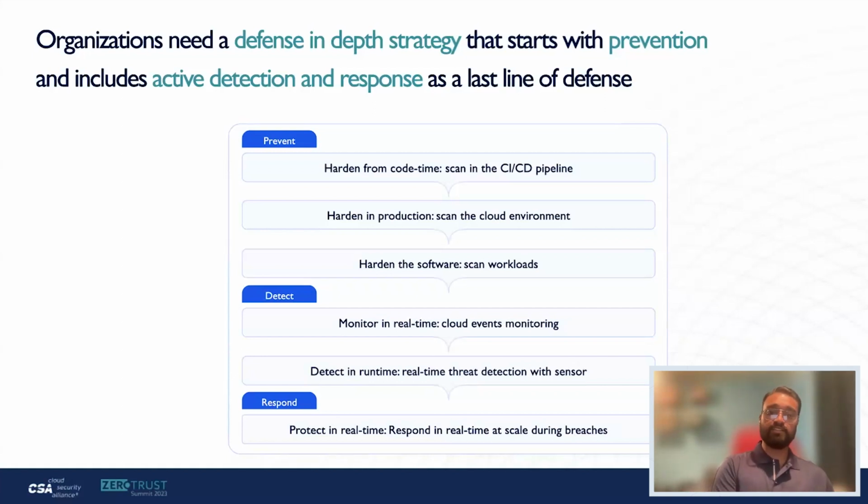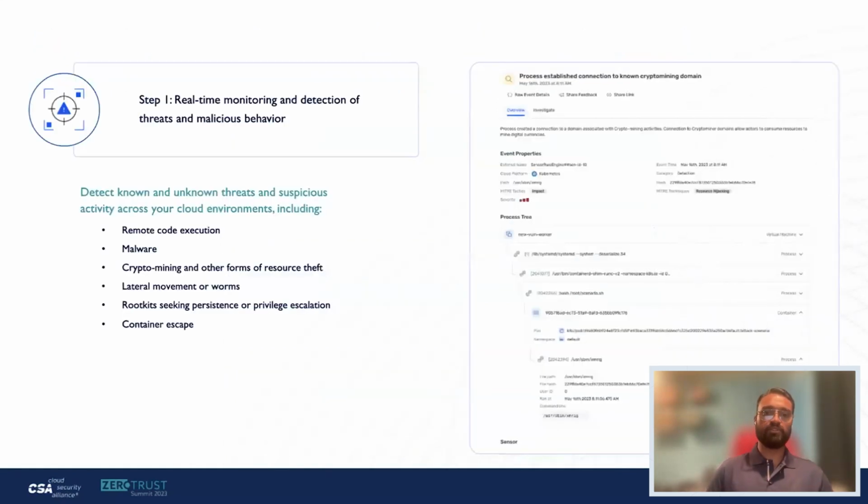And then beyond just detecting these things, we need to be able to actually respond to them in real time, especially at scale during breaches. Now let's take a look at an example here. In step one, we have the real-time monitoring detection of threats and malicious behavior. In this example, there's a container that's connecting to a crypto mining domain. We need to be able to detect these sorts of connections, as well as things like remote code execution, malware, lateral movement, container escape. We need to be able to detect both known and unknown threats.